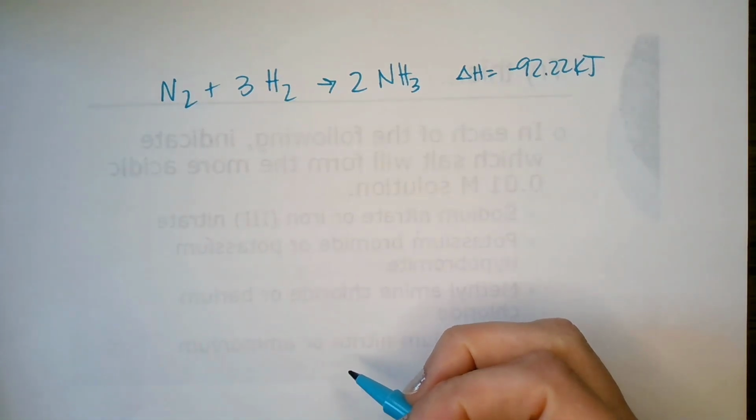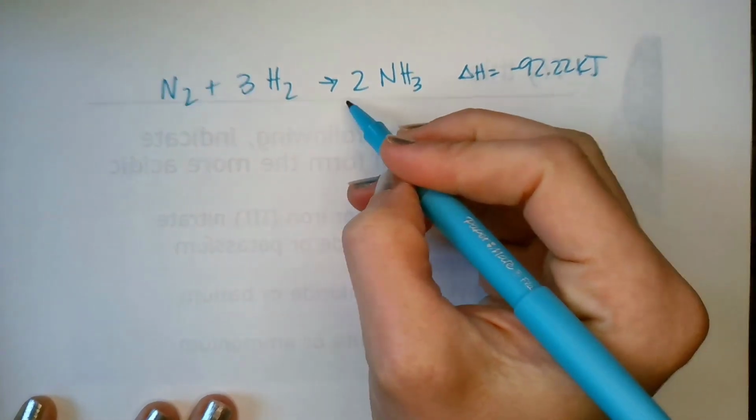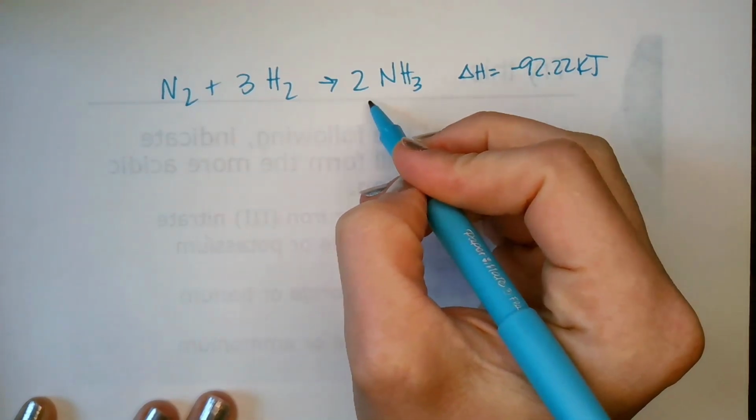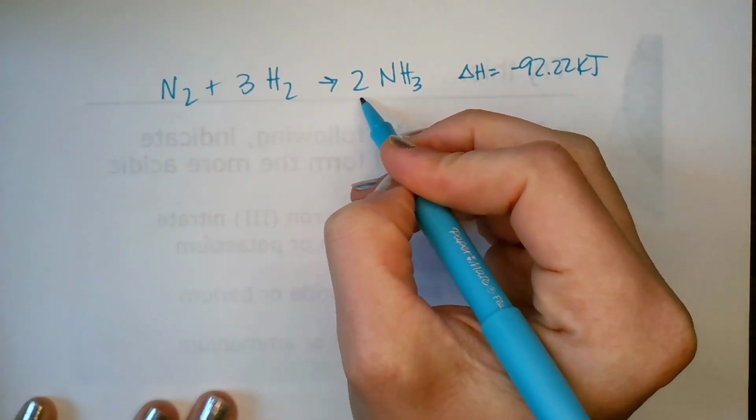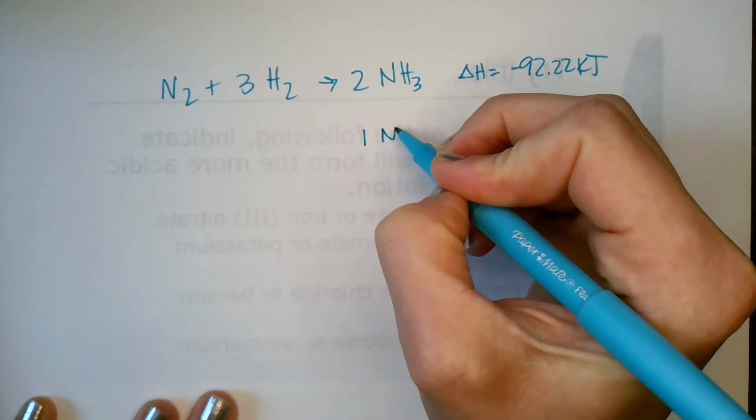Okay, so let's see how you did. The first one wanted the formation of 1 mole of NH3. So to form 1 mole, that means that I need to divide everything by 2, right? To go from 2 to 1. So I'm going to have 1 NH3.